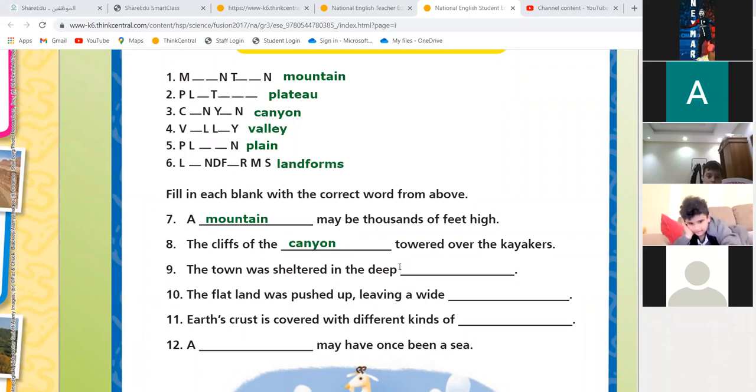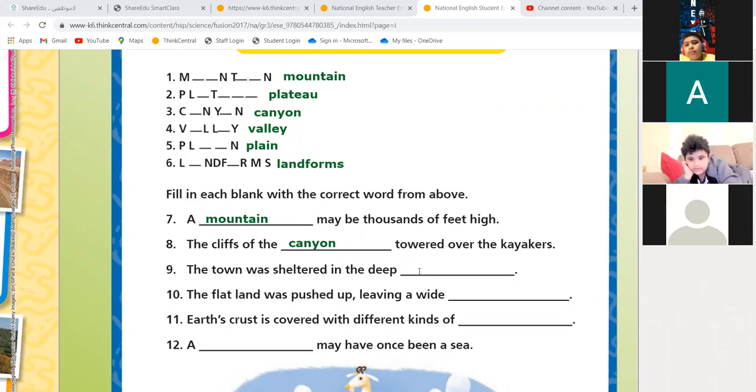Okay, yeah. Do you need the deep? What's yourself? Do you need the... Oh, no, not sure. This is not valley. The correct word. Yes, who said valley? That's right.